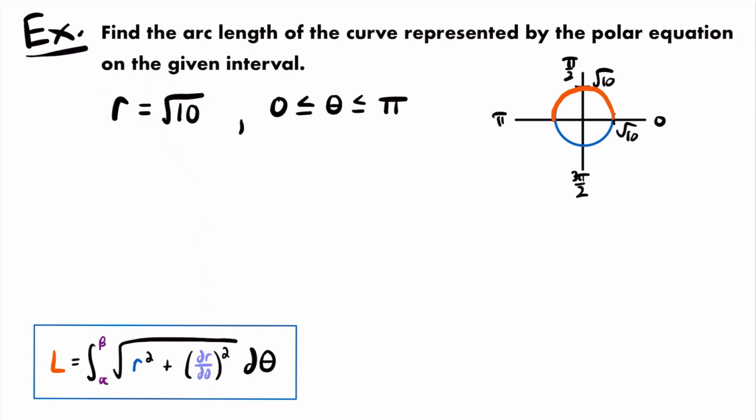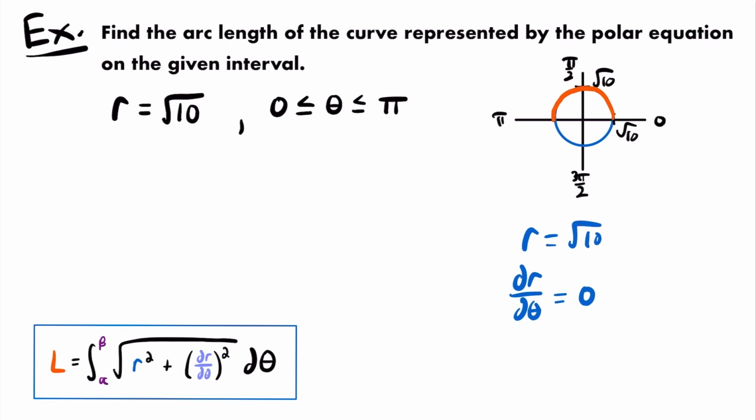with respect to theta. So in this case, r is equal to the square root of 10, so dr d theta will be equal to the derivative of the square root of 10. Now the square root of 10 is just a constant, so the derivative will be 0. And so now we have r and dr d theta, as well as our angles of theta that we want to calculate the arc length between.